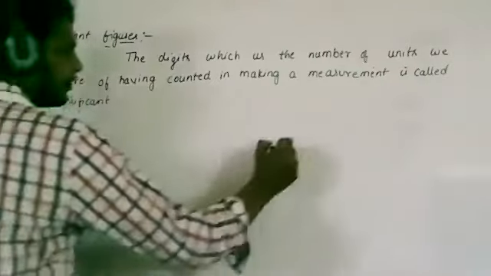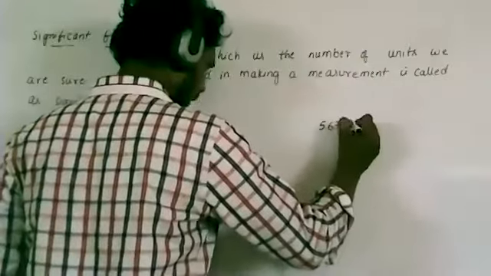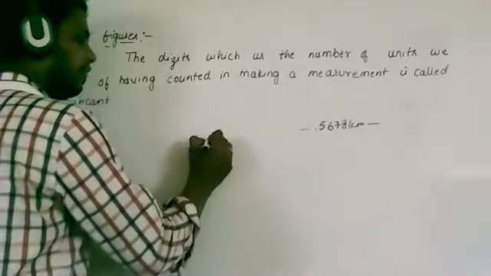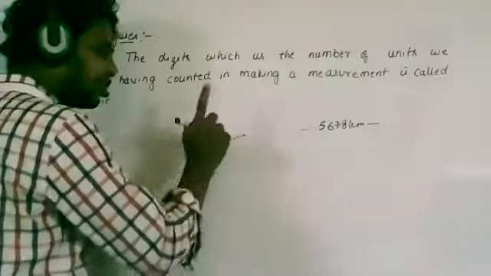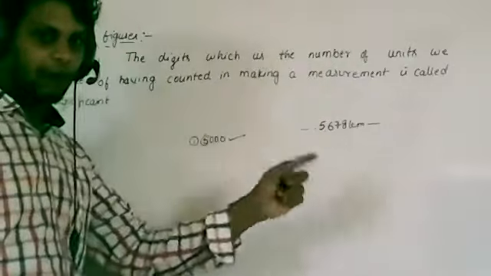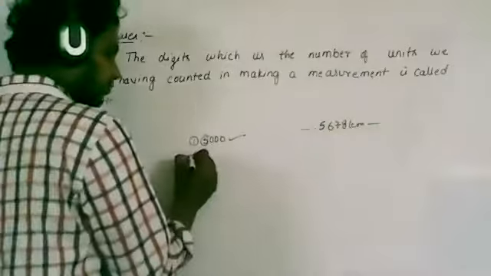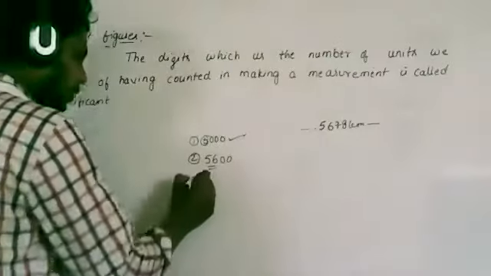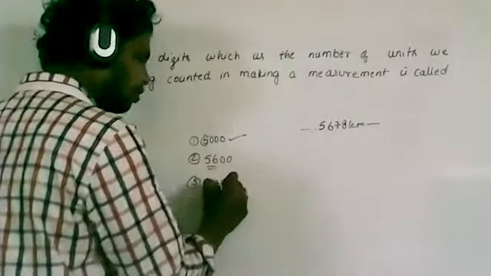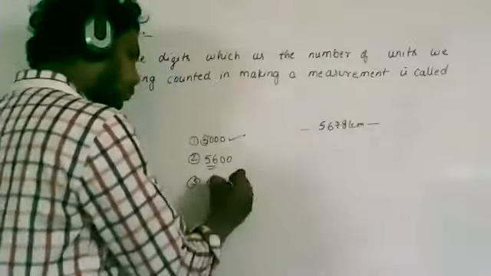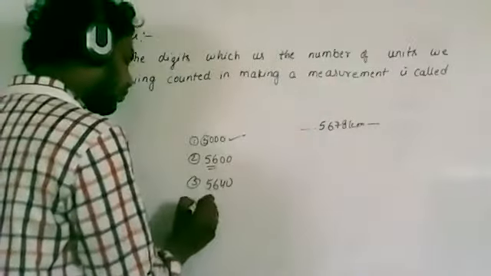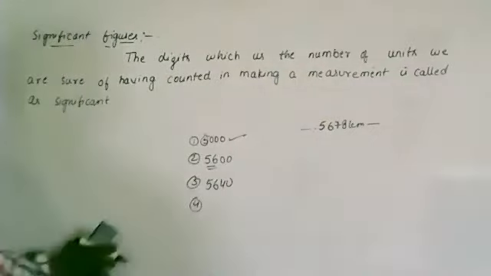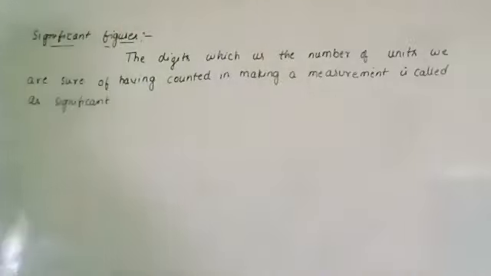Okay, best example I'll give is this. Take 5, 6, 7, 8 kilometers. In the first reading, how many digits are sure? One digit is sure, so the distance must be approximately 5,000. If you take the second reading, 5600, two digits are sure. If a third person measures 564, up to three digits are sure. If you take the fourth one, up to four digits are sure. So how many digits you are sure of when measuring a value, that is called significant figures.